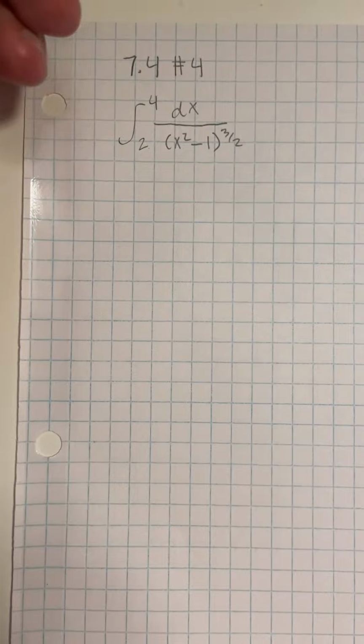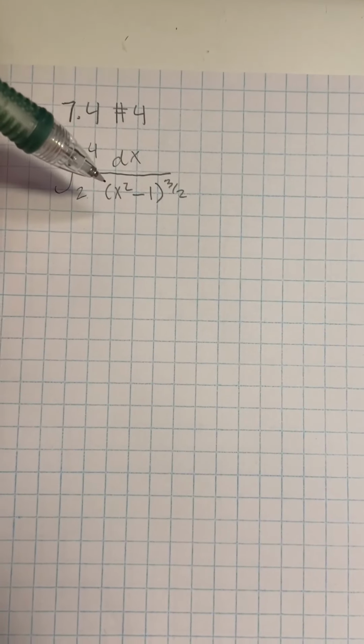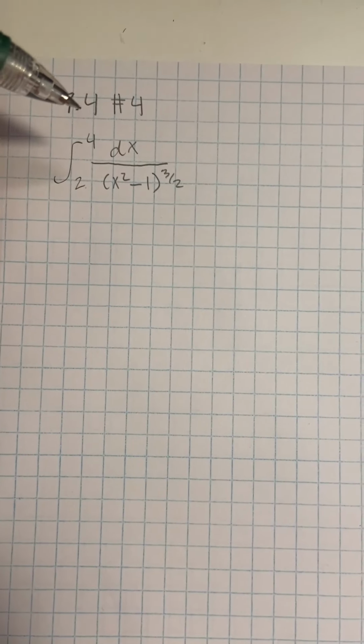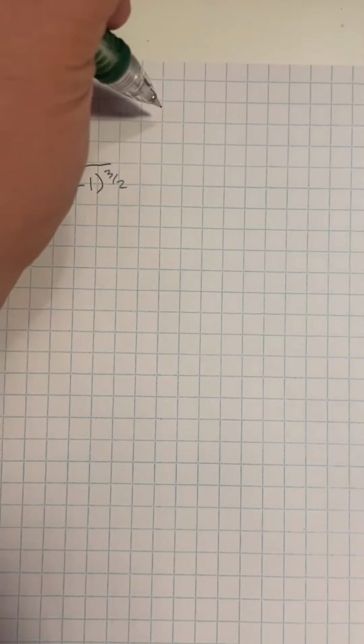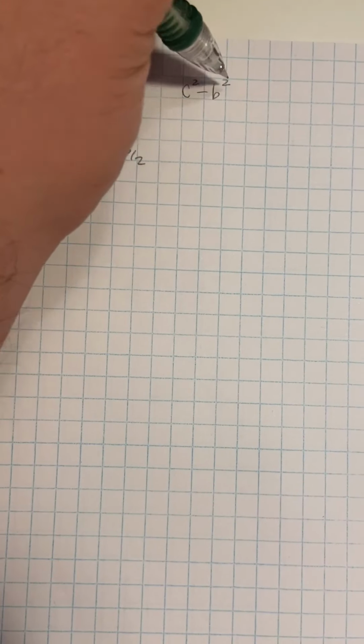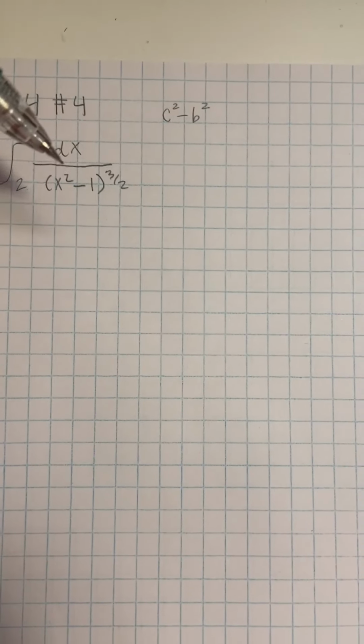So here we go. If we take a look at this, we can see that the form x squared minus 1 is already in the form of c squared minus b squared in the Pythagorean theorem. So that's good. That means that we're set up. So what we're going to do is draw the triangle.